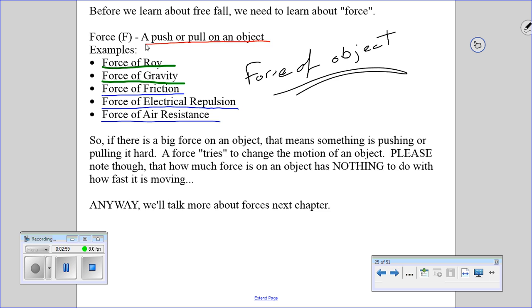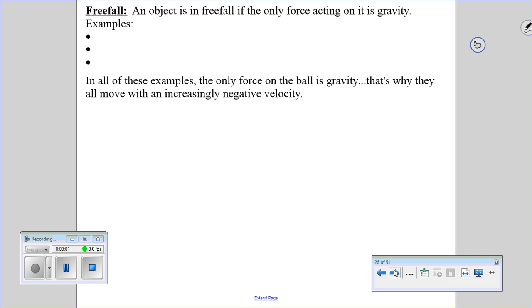So here we go. Free fall: we say that an object is in free fall if the only force acting on it is gravity. That means no friction, no Roy, no electricity, no air resistance. An object is in free fall if the only force acting on it is gravity.